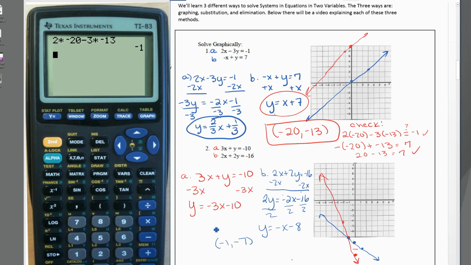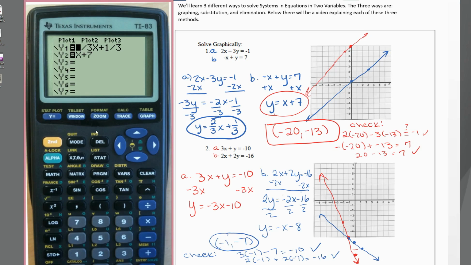Okay, we can check that. If we plug it into the first one, is 3 times negative 1 minus 7 equal to negative 10, and it is. If we plug it into the second equation, is 2 times negative 1 plus 2 times negative 7 equal to negative 16? We'd have negative 2 plus negative 14, so it is. So that is our solution, negative 1, negative 7.